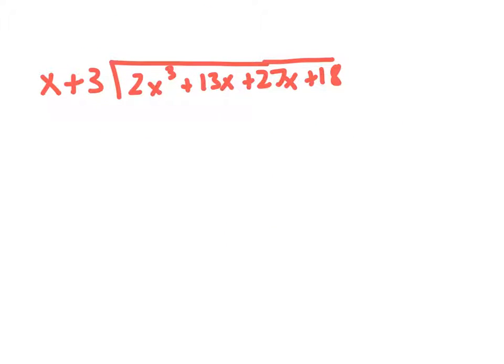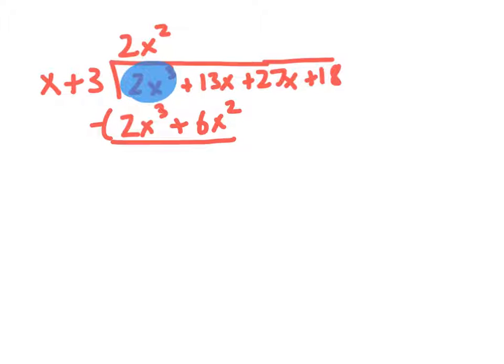Alright, this is quite a big one, but let's try it out. So I need to multiply something times x to get 2x cubed. So I think I need to multiply by a 2 and also by an x squared, because when I multiply that out I get 2x cubed. That's multiplying this guy times this guy. Now we multiply this guy times this guy, and we get 6x squared.